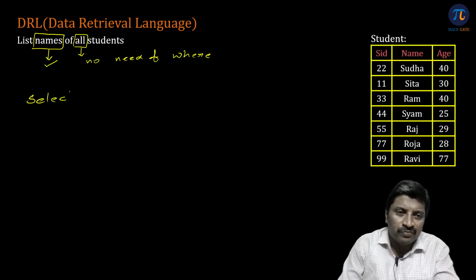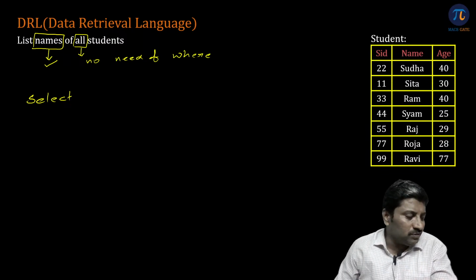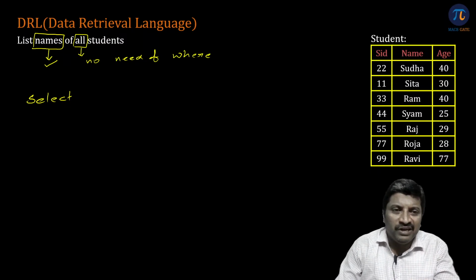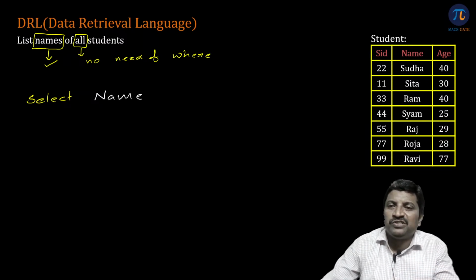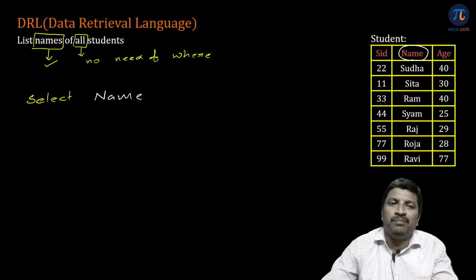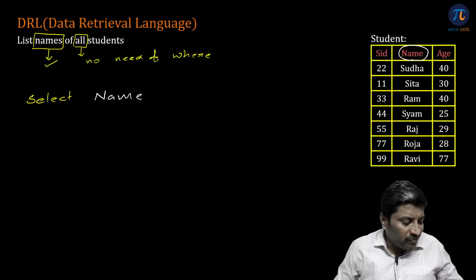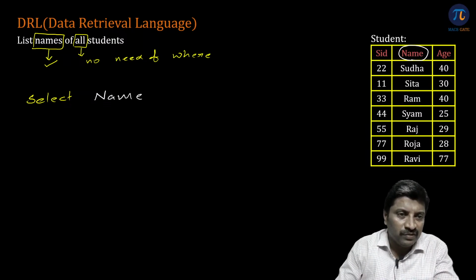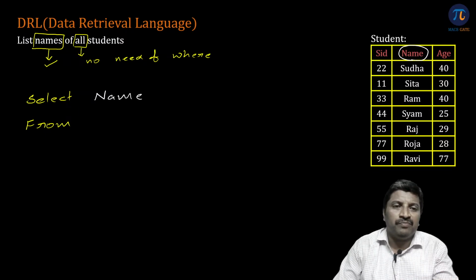Select. I need the names. What is the attribute name for names? That is name. We need to specify the attribute name, because I need only the names. Then the question is, from which table you want, sir? From, what is the table name? Student.